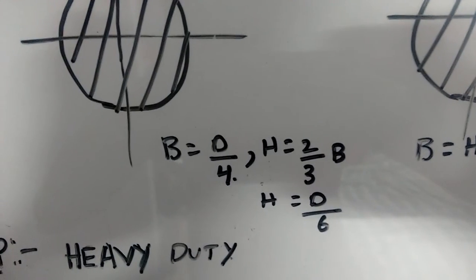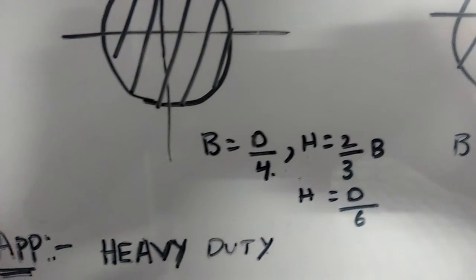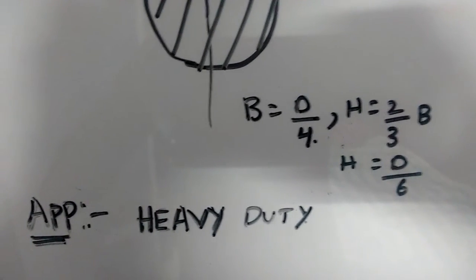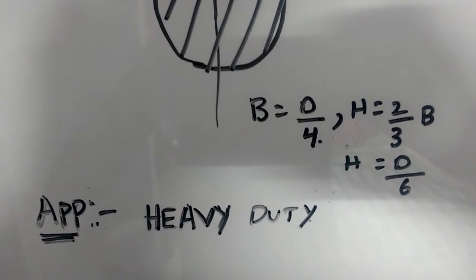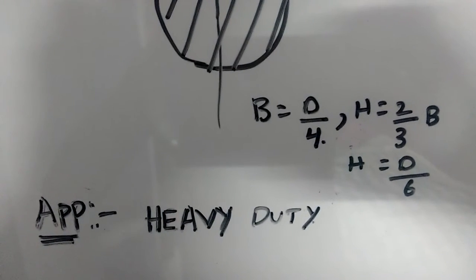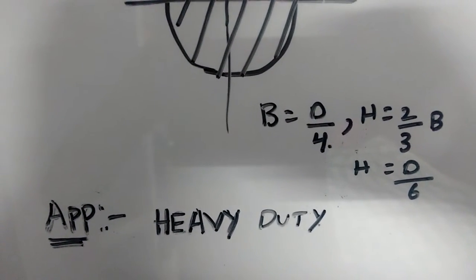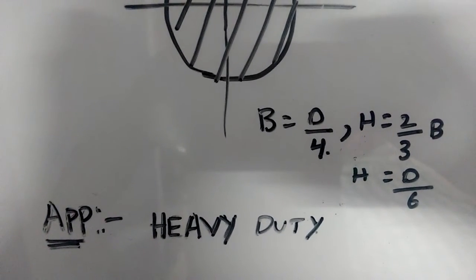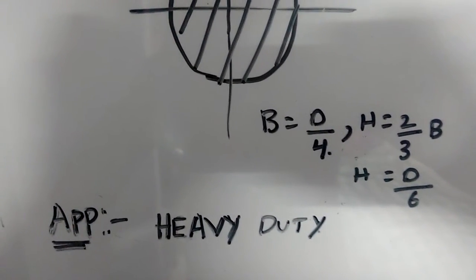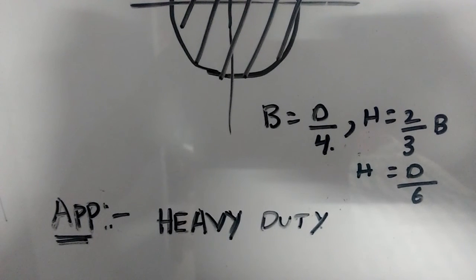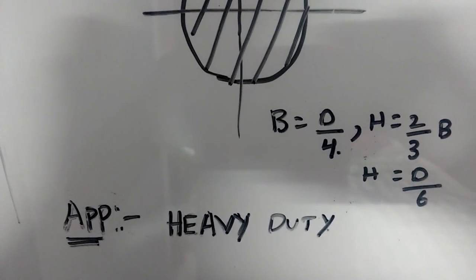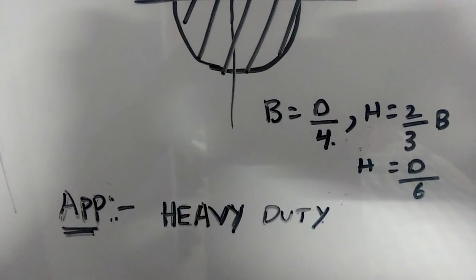The application is that it can be used for heavy duty applications like machine tool applications. You can see most of the sunk keys in machine tools. It is a bit costlier than the saddle key because two keyways are required to insert this key. Half of the keyway is in the hub and the remaining half is in the shaft.